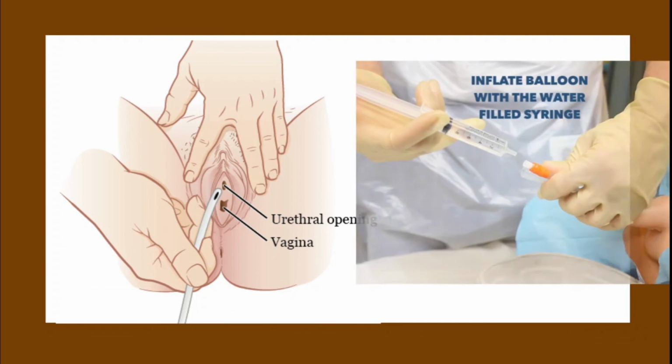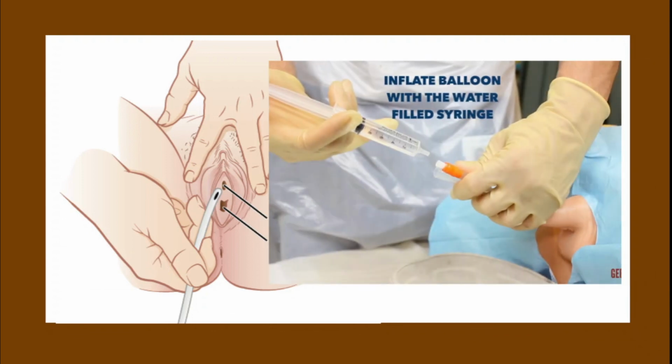After that, you will be inflating the balloon slowly with sterile water to the volume recommended on the catheter. As I said earlier, you will be inflating through this port. This is the port of inflation. So if the patient experiences pain, it could indicate the catheter is not in the bladder. So deflate the balloon and insert the catheter further into the bladder. Always ensure that the urine is flowing before inflating the balloon.